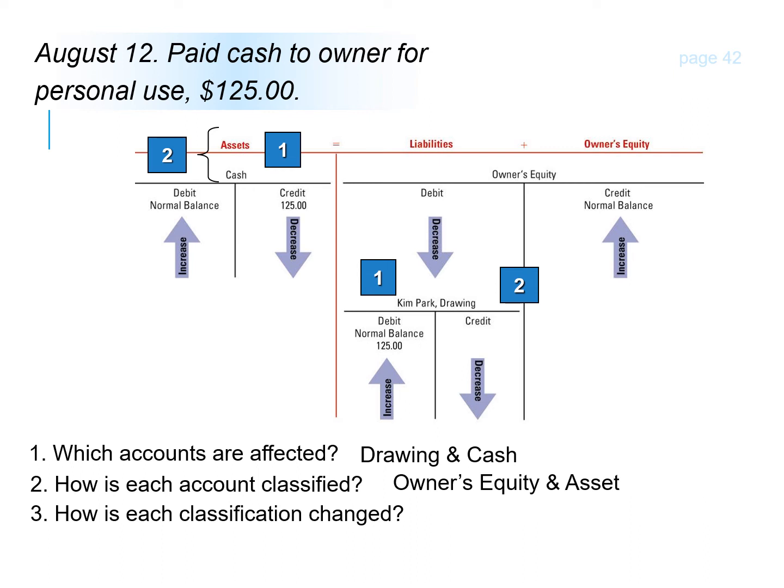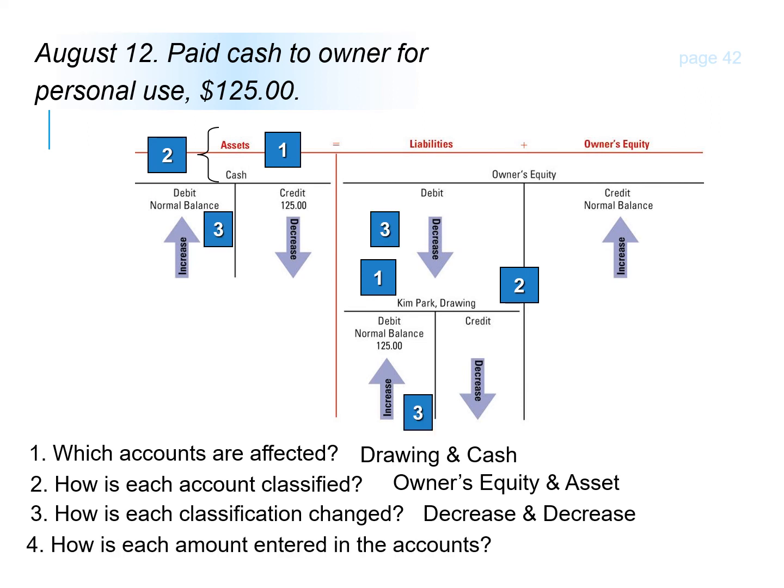How is each classification changed? Our drawing account's overall effect on owner's equity is to decrease owner's equity. Thus, we are going to debit our drawing account. If you notice in the Kim Park drawing account debit side, there's an arrow that shows an increase. That increase is because the dollar value inside that T account will increase, but its overall effect on owner's equity will be a decrease. So we are going to have two decreases since cash will also decrease. How do we show these entries? We are going to debit our drawing account and credit cash.